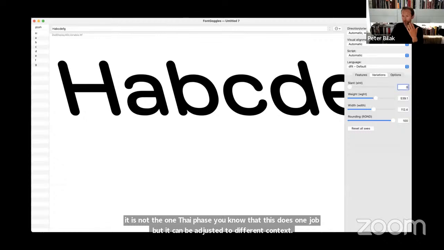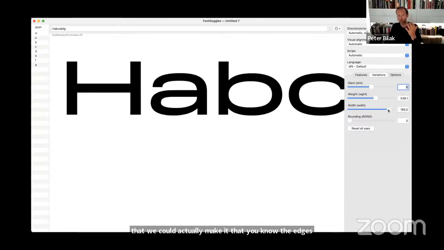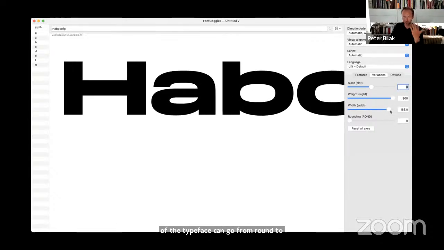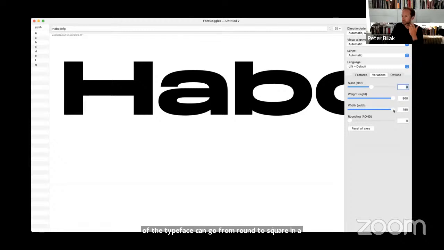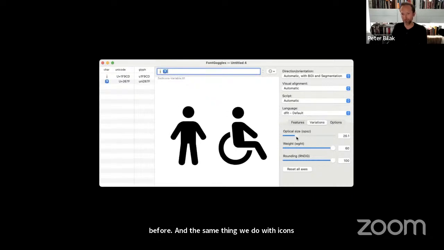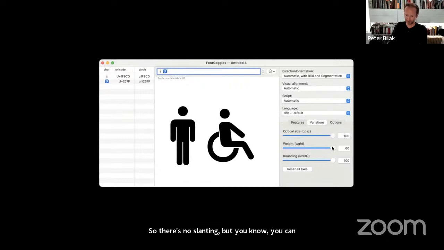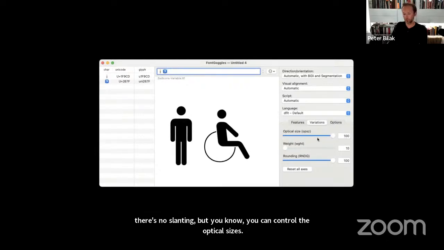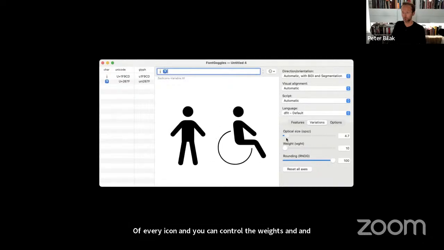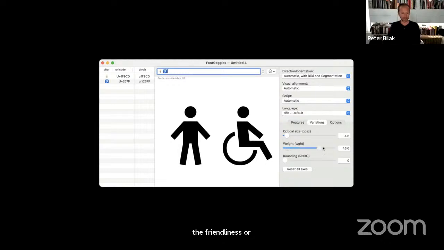The rounding, the softening, is actually quite surprising. We could make the edges of the typeface go from round to square in a variable way, which is quite unique and probably hasn't been done much before. And we do the same thing with the icons. There's no slanting, but you can control the optical sizes of every icon, and you can control the weights and the rounding as well. So you can really almost control the friendliness, or the informality or formality, of each icon.